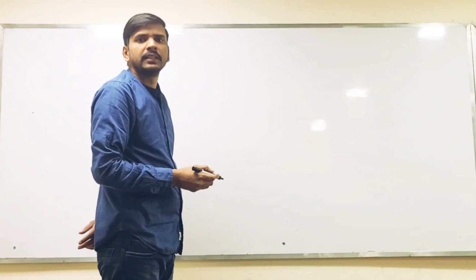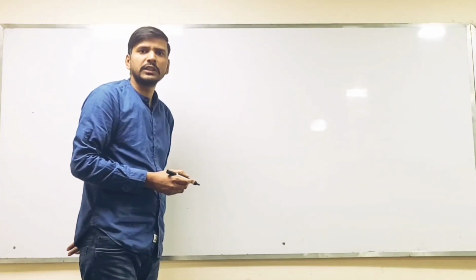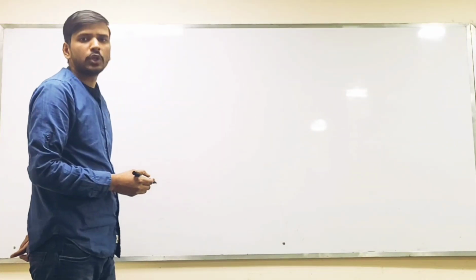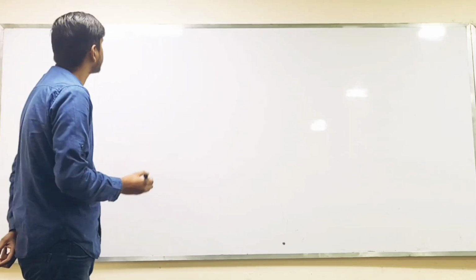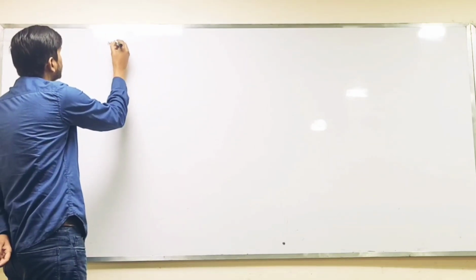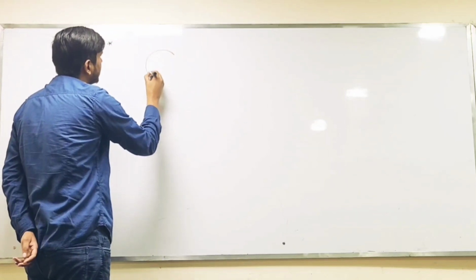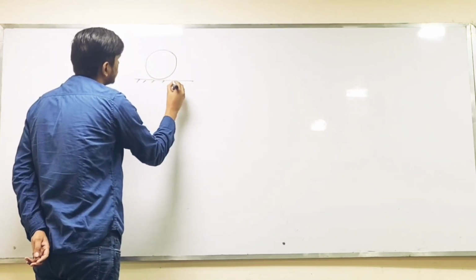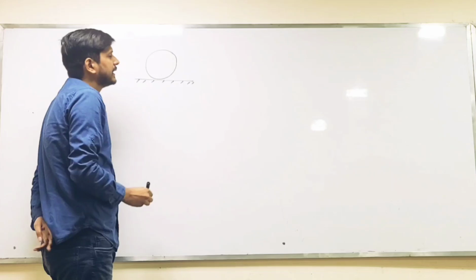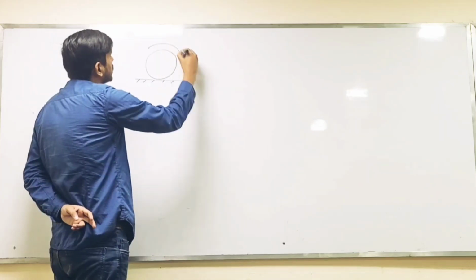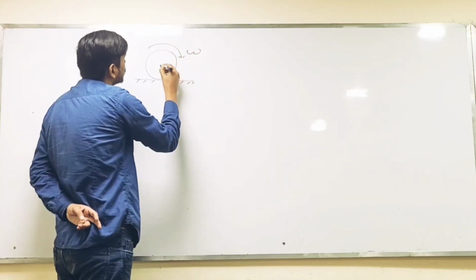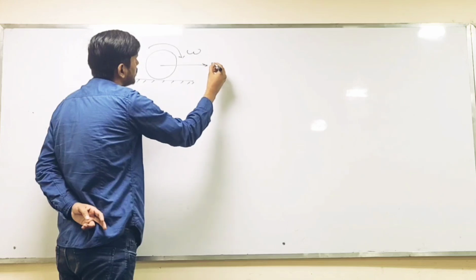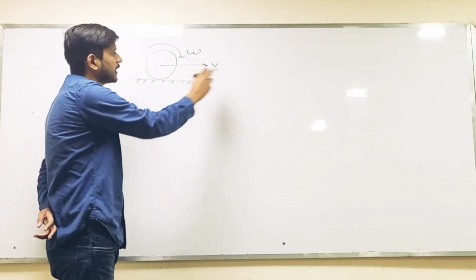I will teach direction of friction in rolling motion and rolling motion on an inclined plane. Let us first take a disc on a ground. Disc is in rolling motion, so it is rotating and also moving in this direction with velocity v.